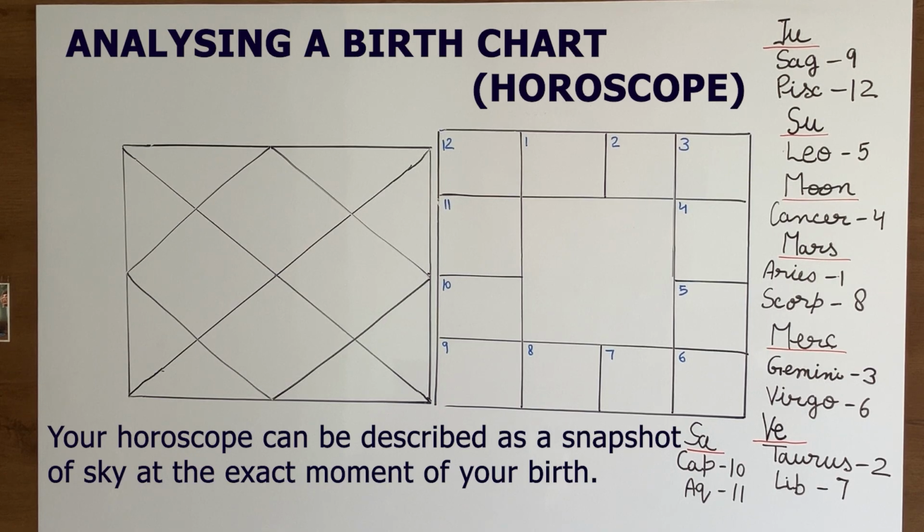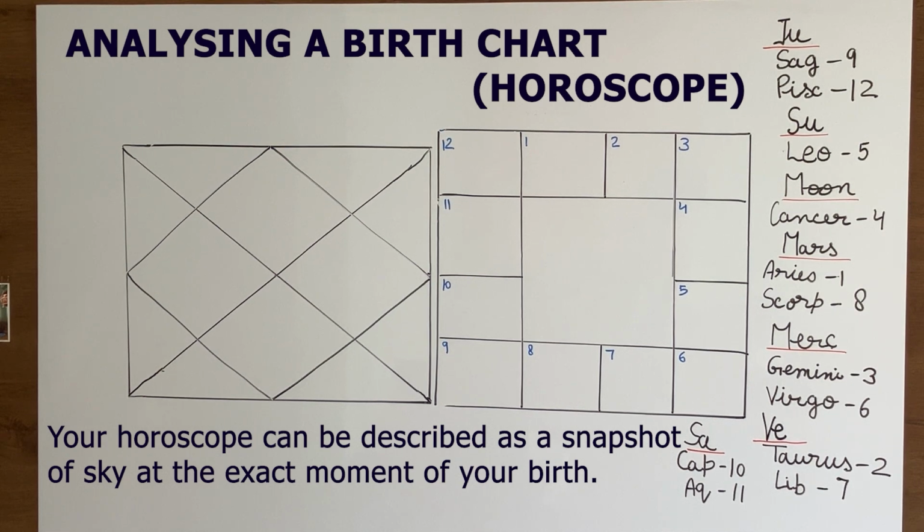Your birth chart or horoscope shows the exact position of planets and nakshatras in the sky at the moment you were born. Therefore, a birth chart is referred to as a snapshot of the sky taken at the time of your birth. To analyze your birth chart, either you should have the birth chart with you or you must know the date of birth, exact time of birth and place of birth.